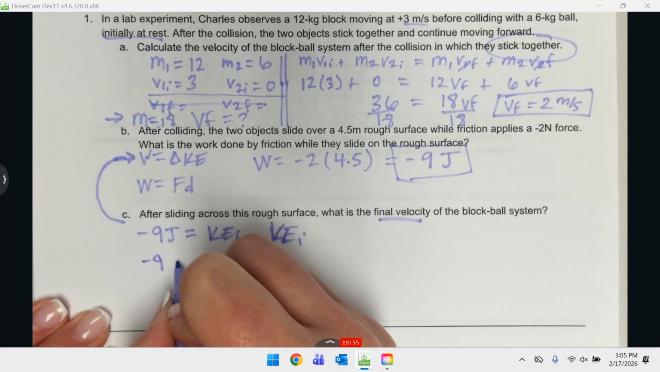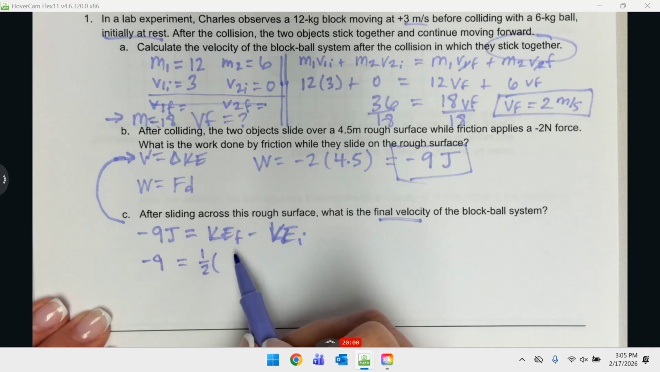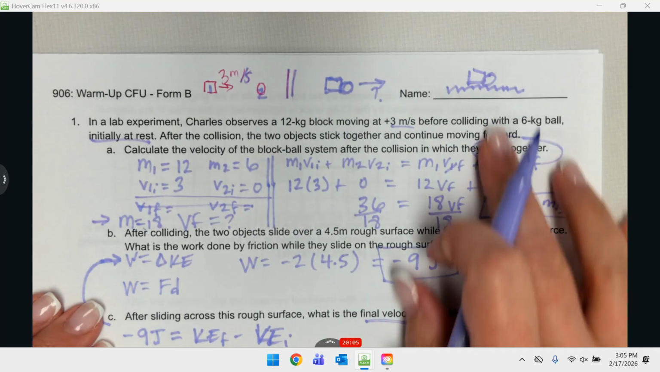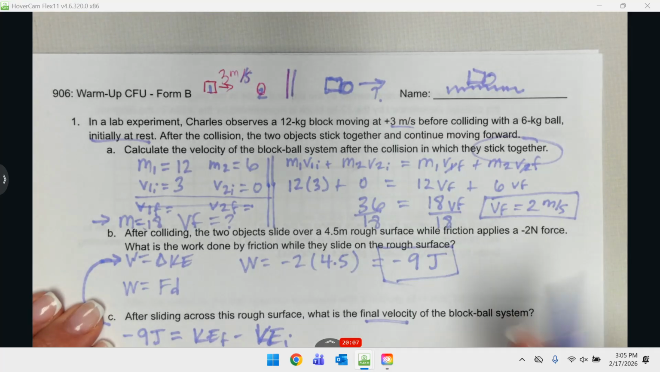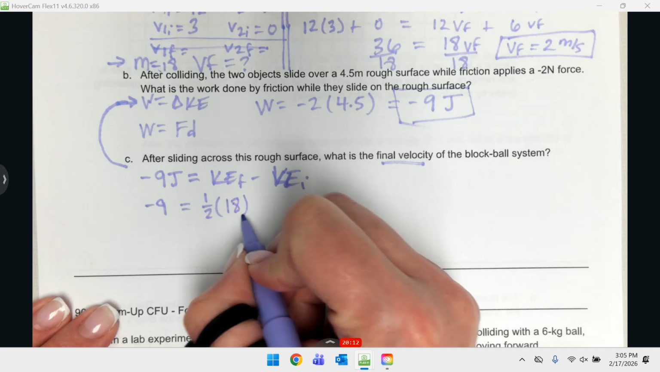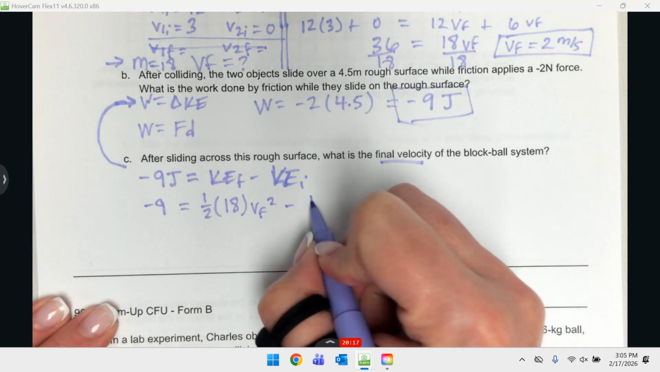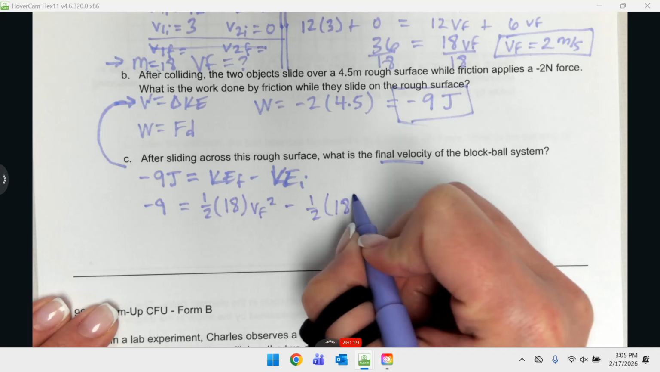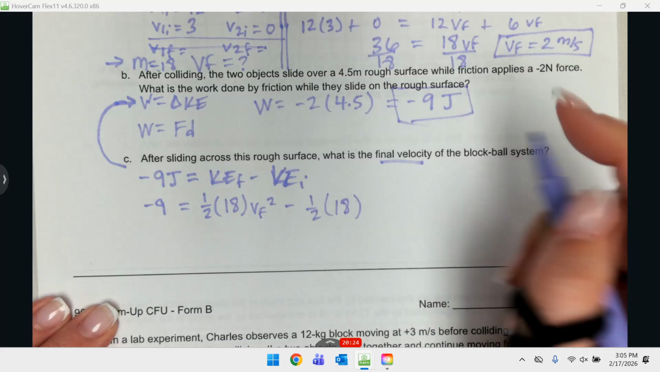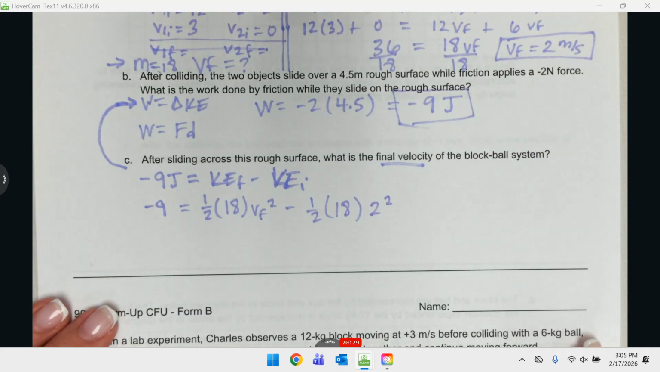And so we have our -9 equals 1/2. Now the mass we're going to use here for the KE equation, 1/2 mv squared, is going to be the total mass because it's both objects stuck together going over it. And that total mass was 18 kilograms. So we're going to say 18 times VF squared, again that's what we're looking for, minus 1/2 18 times VI squared, which was that 2 meters per second. Okay, so that is your substitution step.